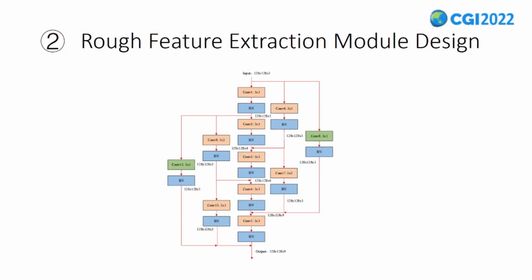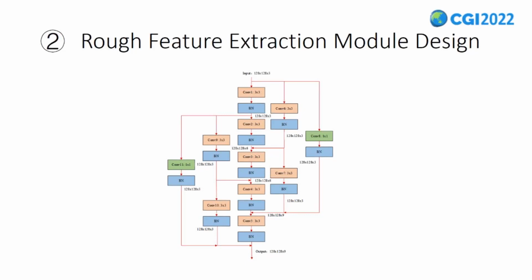The rough feature extraction module is mainly composed of 3 multiplied 3 convolutional layers, 1 multiplied 1 convolutional layers, and BN layers. The main function of the BN layer is to speed up the training and convergence of the network. So the concatenation of the convolutional layer and the BN layer can be regarded as a convolutional layer.